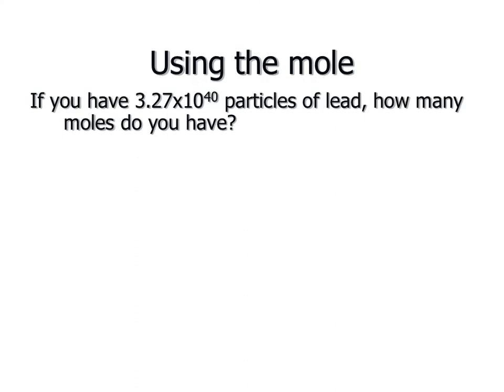Next one. You can also go the other way. In this case, let's just use the word atom instead of particles. Avogadro's number can be attached to anything. You can have 6.02 times 10 to the 23rd of any physical unit. It can be particles, it can be atoms, it can be molecules. So we have 3.27 times 10 to the 40th particles, or, sorry, I'm going with atoms.